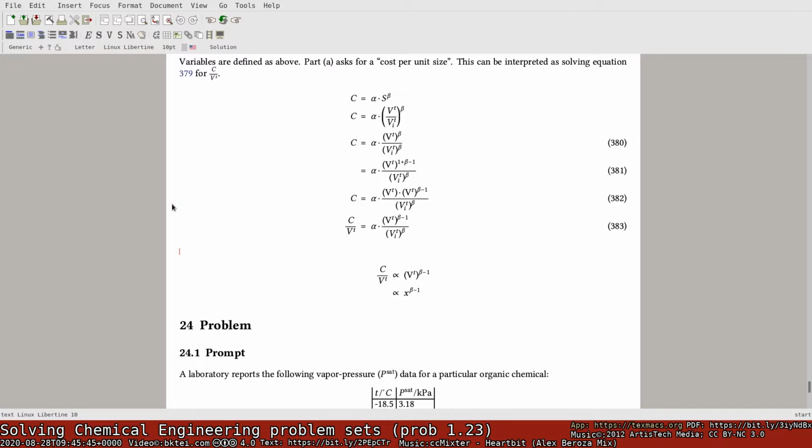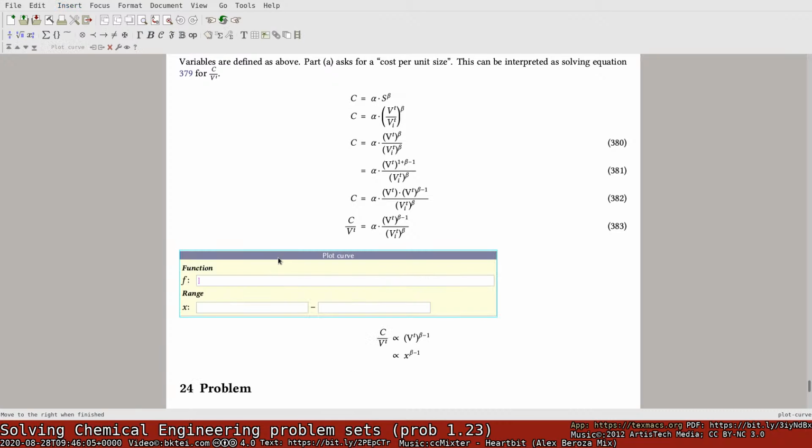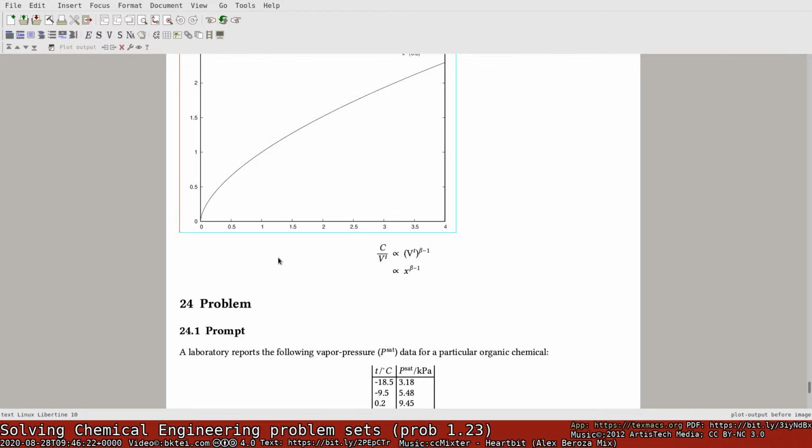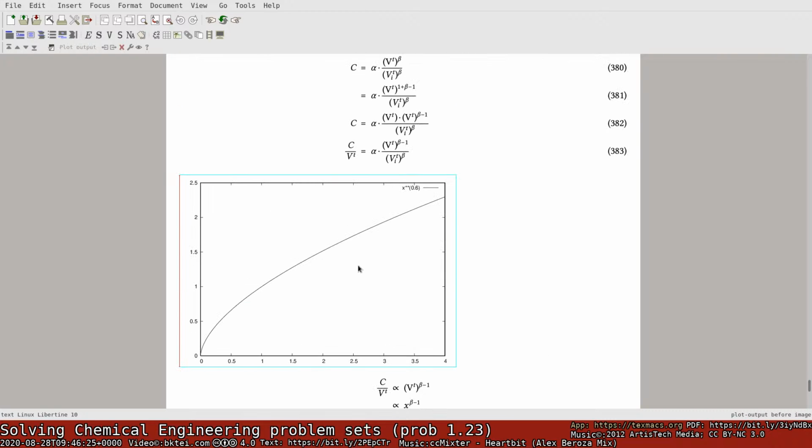Is it possible for me to get a plot in here that looks cool? Tools, presentation tool, insert mathematics, maybe? No. Table? No. Image? Plot. Oh, nice. Image, plot, curve, function, x raised to the 0.6, x being from 0 to 4. Let's see what that does. Ooh. That's kind of cool.